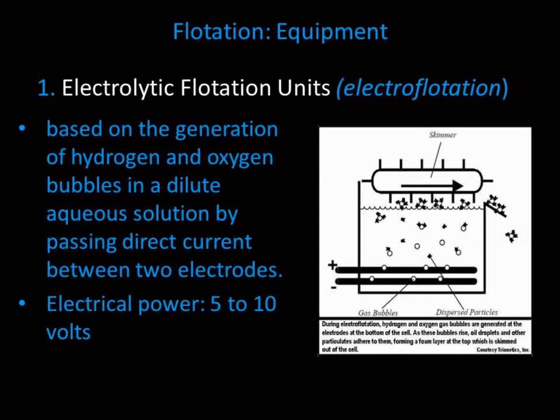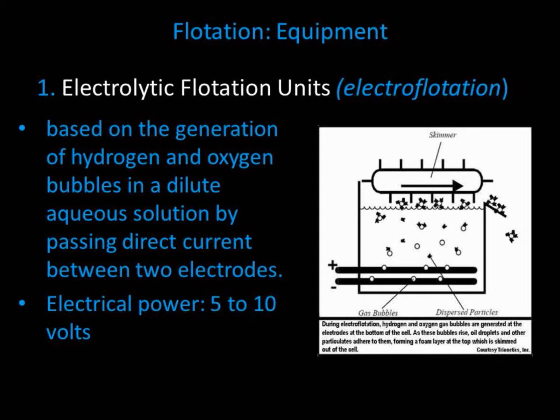Let's first discuss electrolytic flotation units. Electrolytic flotation units, also known as electroflotation, is based on the generation of hydrogen and oxygen bubbles in a dilute aqueous solution by passing direct current between two electrodes. Choice of electrode materials include aluminum, platinized titanium, titanium coated with lead dioxide, and stainless steel of varying grades.